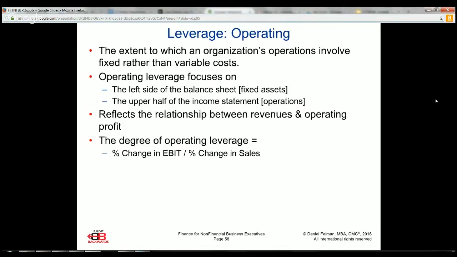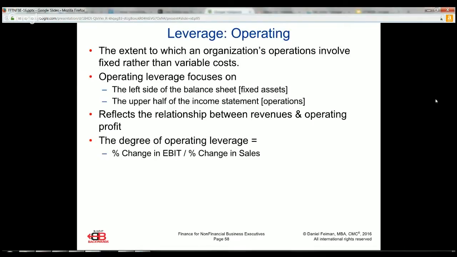So a simple formula looking from period 1 to period 2 is if we calculate the percentage change in our operating profit. So if our operating profit in period 1 was 10%, and in period 2 it's 12%, percentage change is 2 out of the 10, which is 20%, divided by our percentage change in sales. What was the top line? Well, if sales went from 10,000 to 15,000, that's a 50% increase. Well, if we have 20% divided by 50%, that gives you your degree of operating leverage.